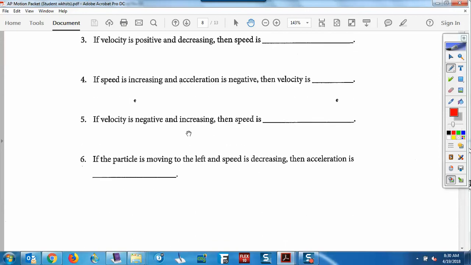If velocity is negative and increasing, then the speed is decreasing. As we were just talking about, if you're going negative 8 miles an hour, negative 7, negative 6, negative 5, that's a negative velocity, but it's increasing. Those numbers are increasing. So it really can get confusing. When you talk about velocity increasing, in your head that sounds like you're going faster. That's not true.